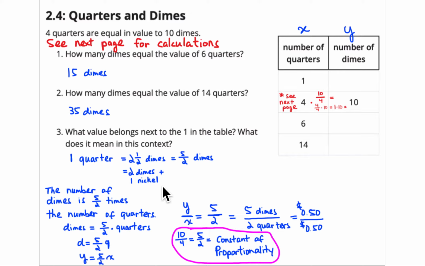Same as having 2 dimes and 1 nickel. And if you look at this down here, 5 dimes is the same as 50 cents. 5 times 10 is 50 cents. And 2 quarters is the same as 50 cents. 2 times 25 cents is 50 cents. So this makes sense. 5 dimes to 2 quarters is the same amount of money in each case.